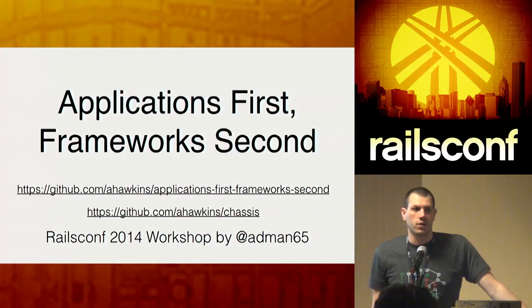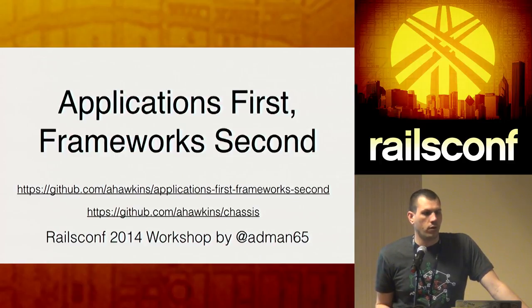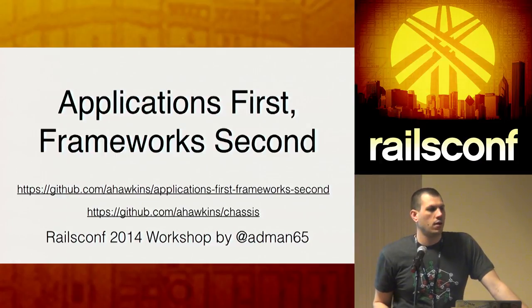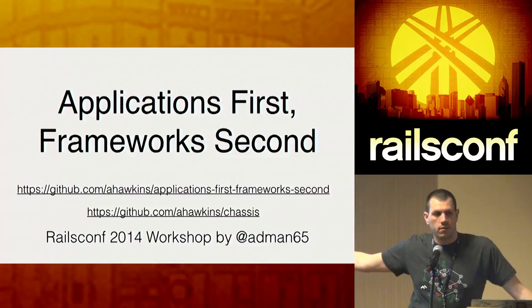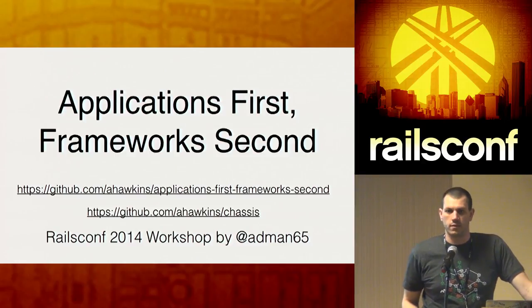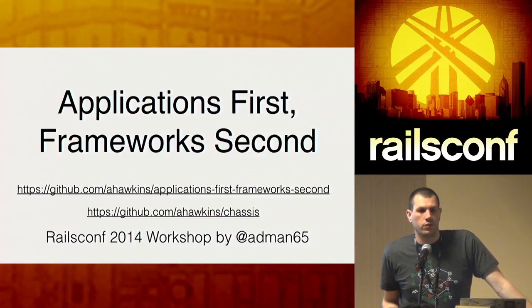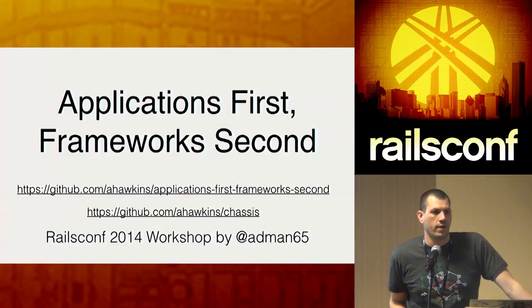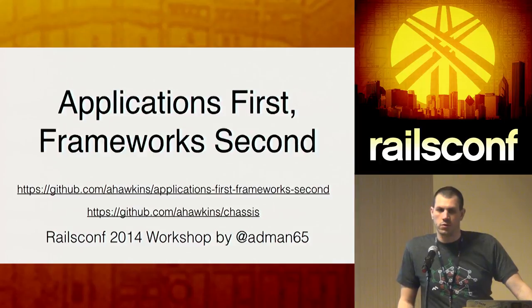Just to reiterate them again before we get going, you should have Ruby 2.1 installed on your machine. If you don't know how to do that or don't have it, just ask somebody next to you. Secondly, at least have the first repo cloned from this slide, the applications first, framework second. You can also clone the chassis gem onto your computer. We'll be using it later, so just in case you cannot connect to the internet and bundle, you can clone it onto your computer and point it against the local install then.